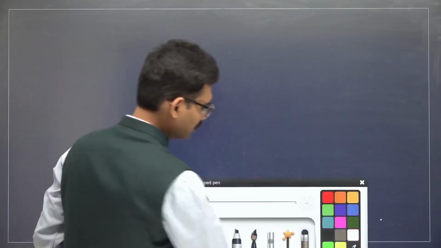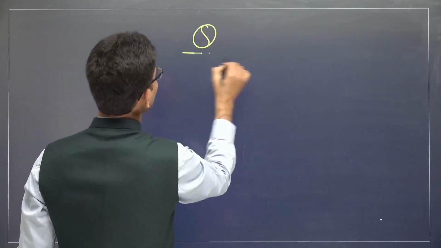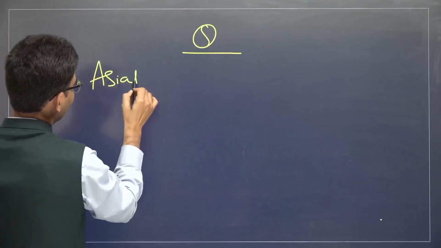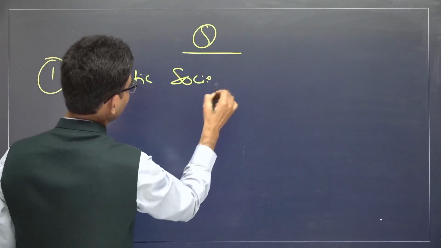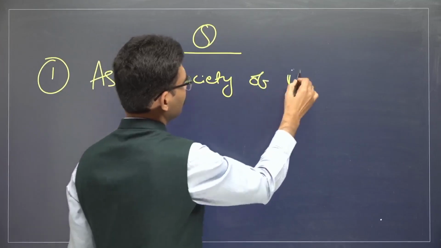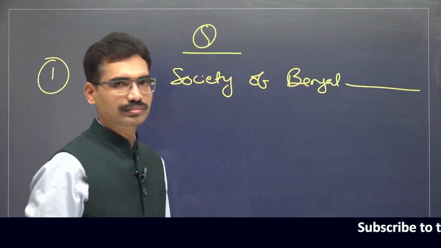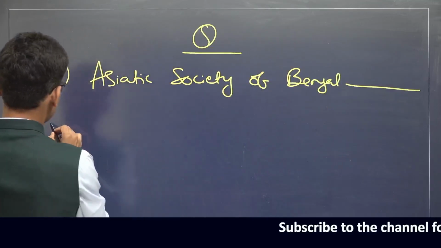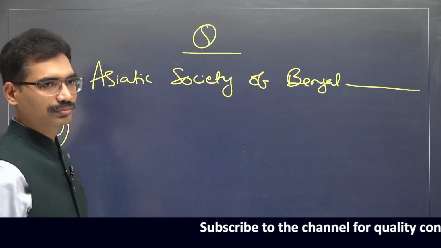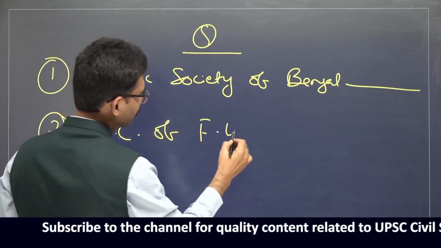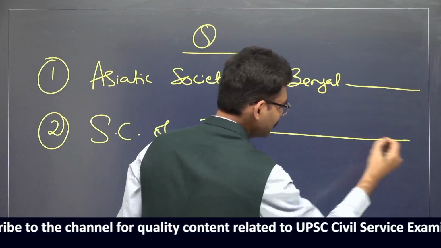I will give you the questions. Number 1: the Asiatic Society of Bengal was founded by whom? Second: the Supreme Court of Fort William was created by which act?